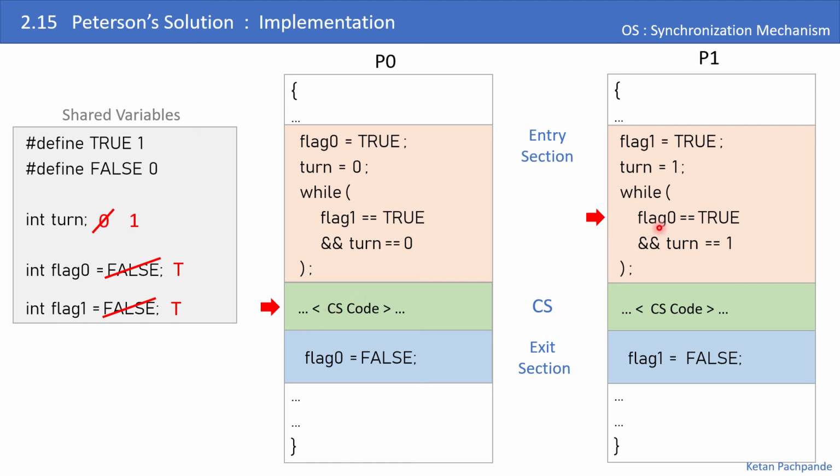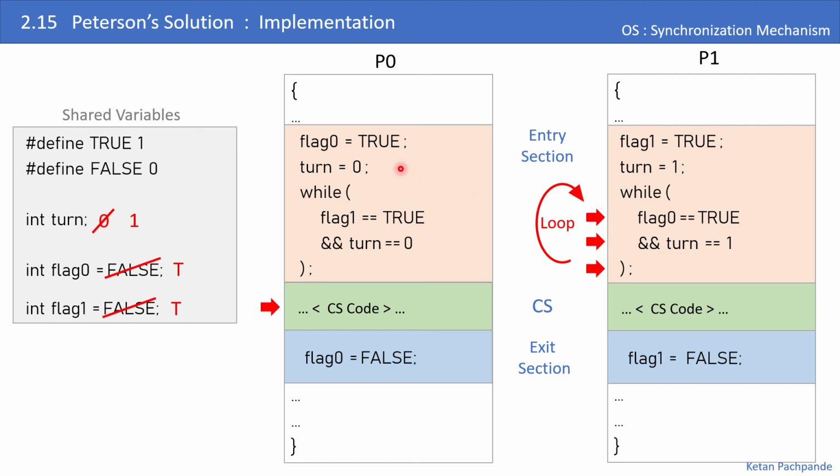So what is the current value of flag 0? It is true. And that's how true is equal to true. The condition is true. Let's check the next condition. Turn. What is the current value of turn? That is 1. 1 is equal to 1. The condition is again true. Both the conditions are true here, and that's how this while loop is going to loop now. Alright, so here the process P1 is doing the busy waiting. That is a spin lock.